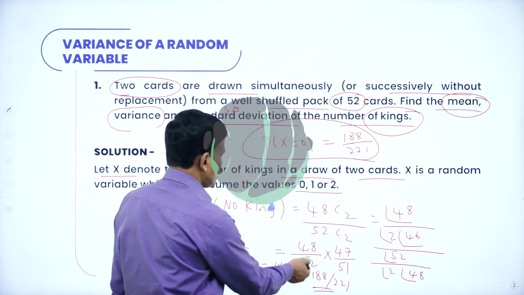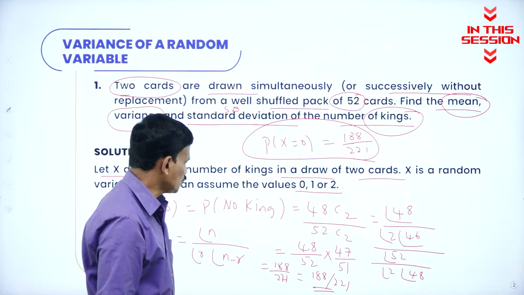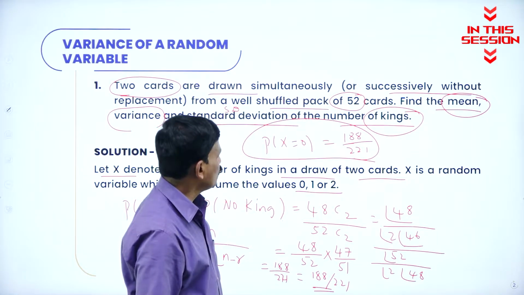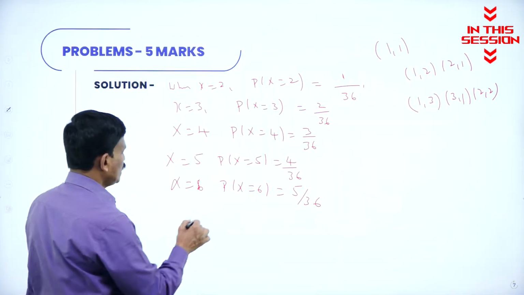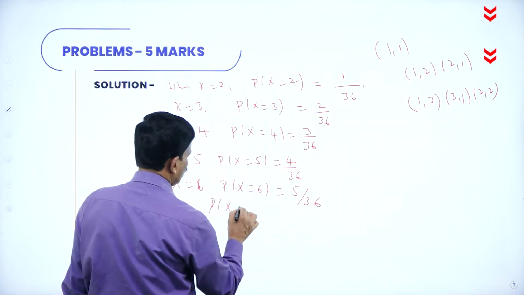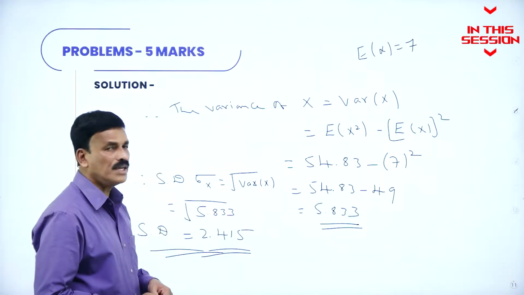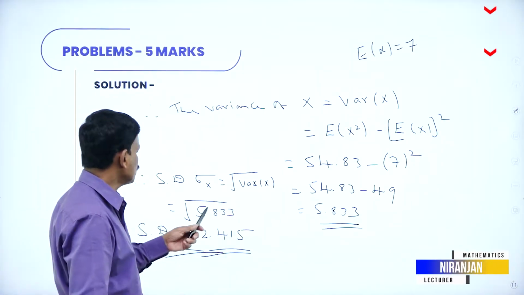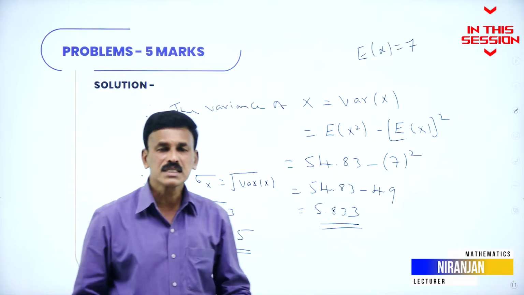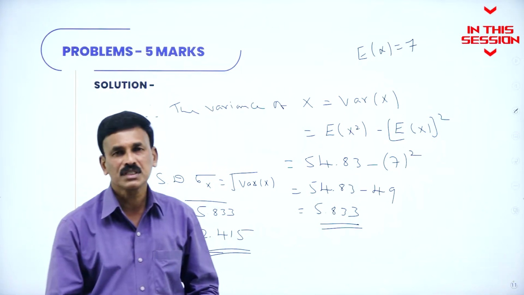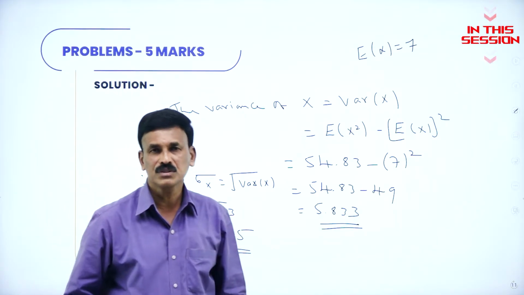So this gives rise to 48/52 into 47/51. So that's equal to 188 divided by 221. So probability of x equal to 0 is 188 divided by 221. When x is equal to 7, probability of x equal to 7 is 6 divided by 36. Square root of variance of x, that is square root of 5.83, is 2.415. Hence, the standard deviation for the given problem is 2.415. Okay.